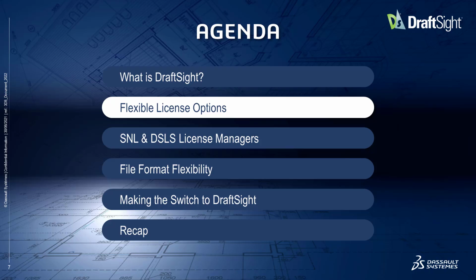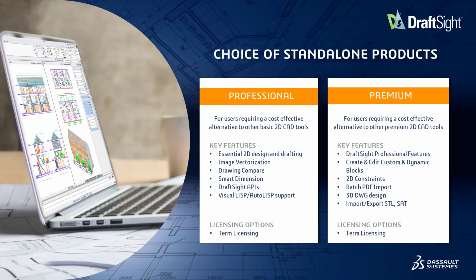Let's move on to an overview of the licensing options for DraftSight. First, we have our on-premise options, which in this case means that the license key is housed within the machine rather than in the cloud or on a network. Essentially, one license equals DraftSight on one machine. These options are Professional and Premium, with Professional on the left, Premium on the right.